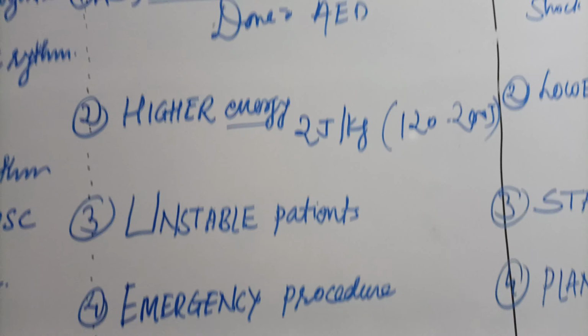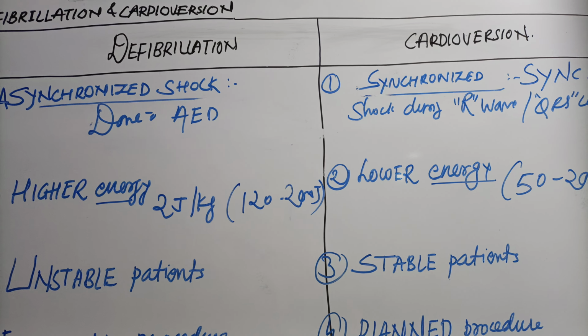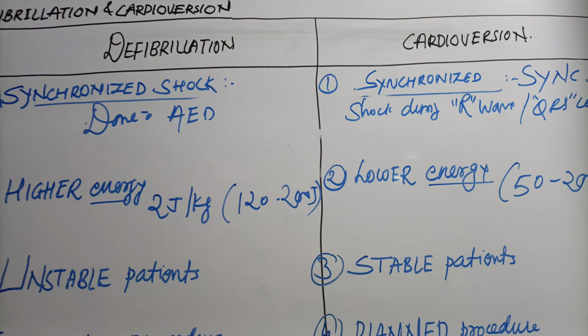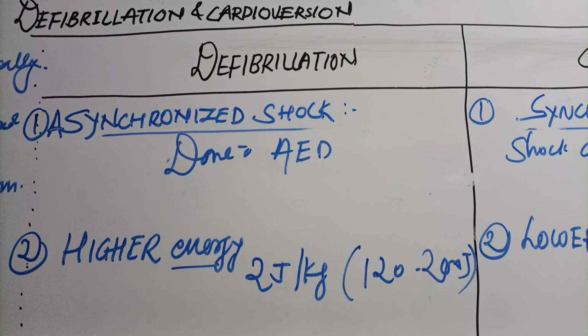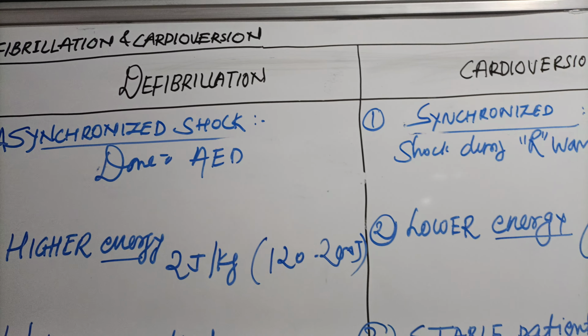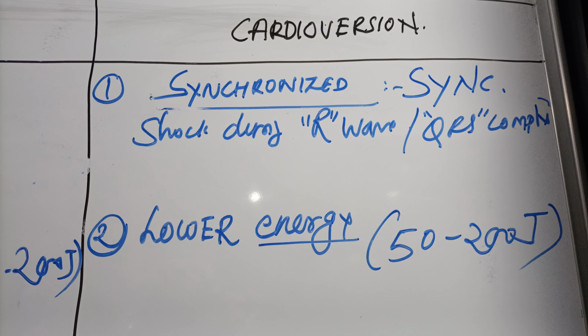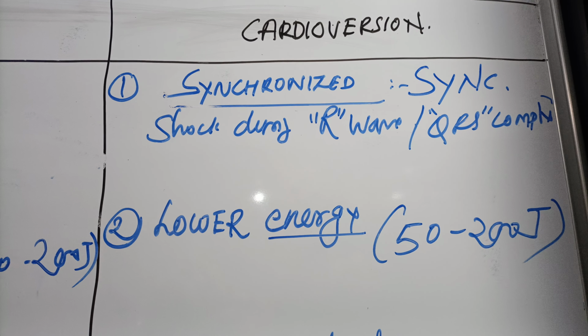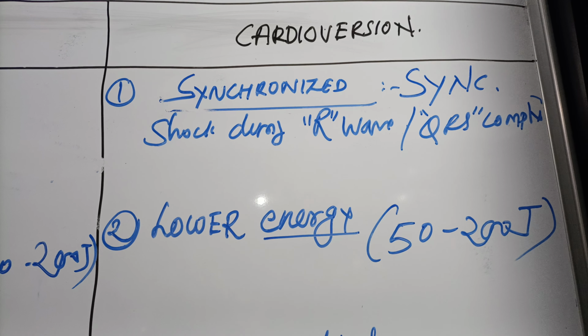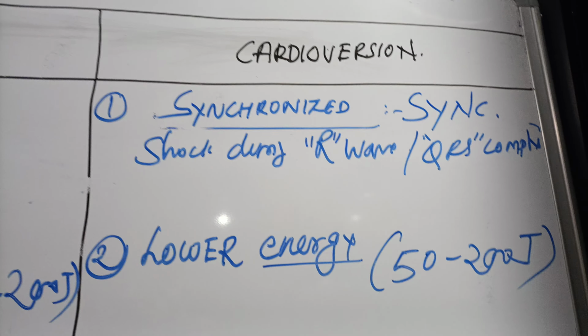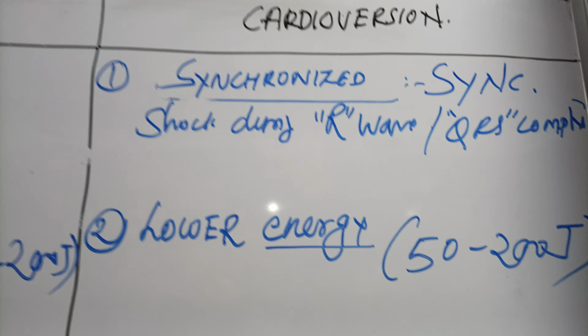So what are the differences between defibrillation and cardioversion? Defibrillation is an asynchronized shock given with an AED, whereas cardioversion is a synchronized shock. We know that as soon as we put on the machine, we sync the button, charge it, and then we give the shock. So it is synchronized with R waves or QRS complexes. So cardioversion is a synchronized shock, and defibrillation is asynchronized.